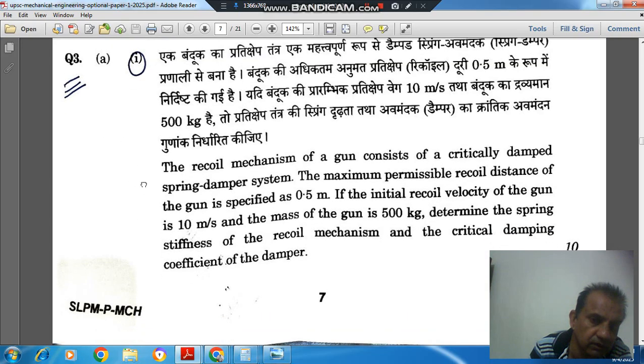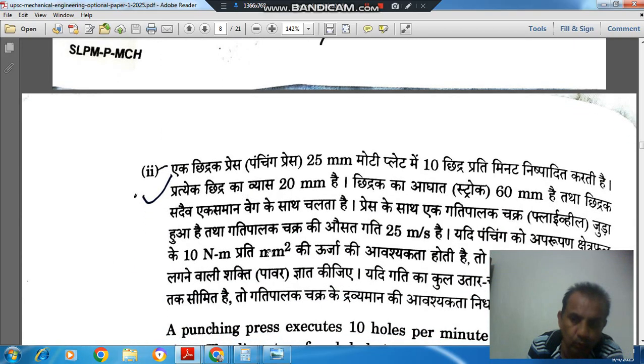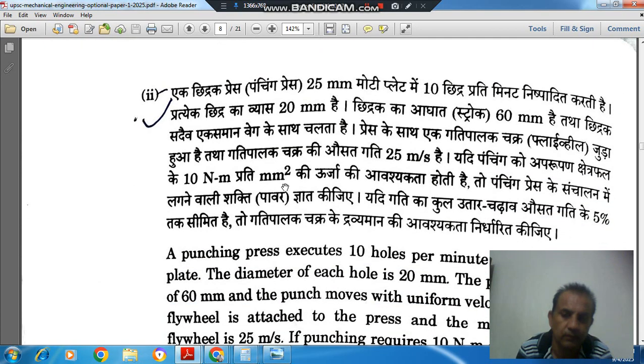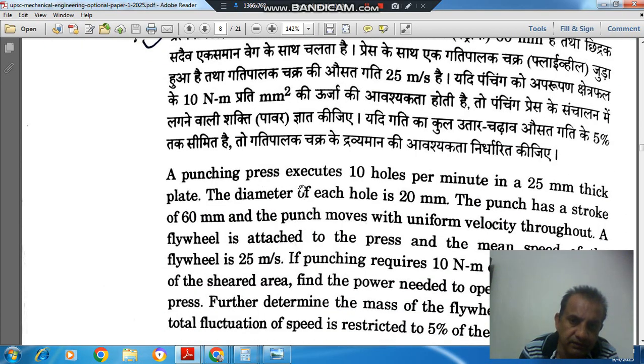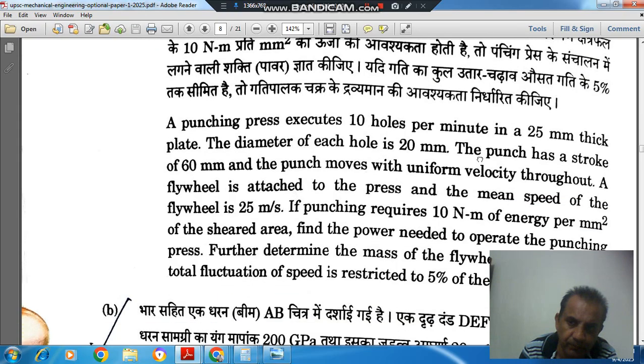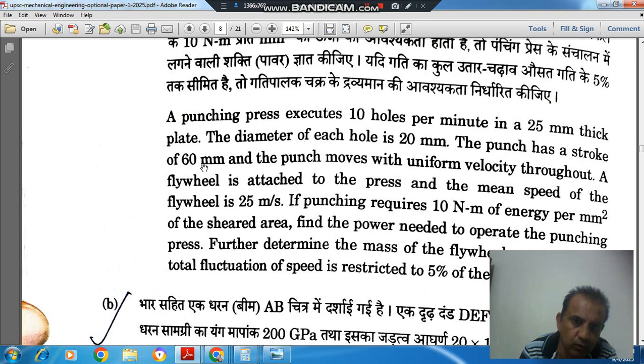Question number 3A2 is: a punching press executes 10 holes per minute in a 25 mm thick plate. The diameter of each hole is 20 mm. The punch has a stroke of 60 mm and the punch moves with uniform velocity throughout.